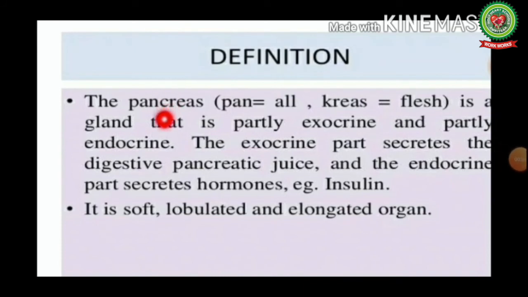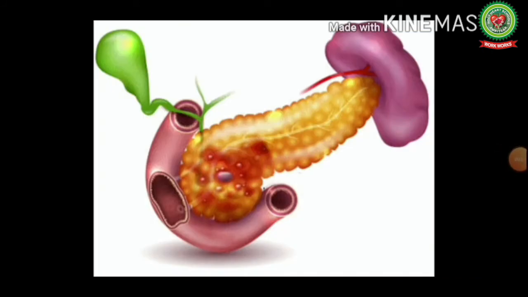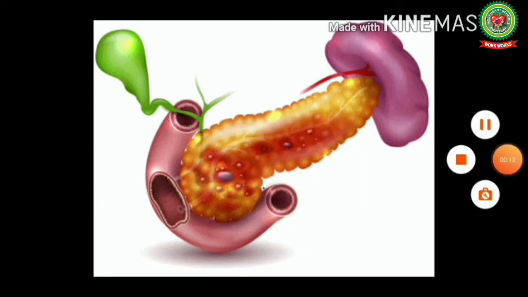Next is the pancreas. The pancreas is a gland that is partly exocrine and partly endocrine. The exocrine part secretes the digestive pancreatic juice, and the endocrine part secretes hormones, for example insulin. It is a soft, lobulated and elongated organ. In this picture you can see the pancreas is a soft, lobulated and elongated organ, and this organ secretes pancreatic juice.